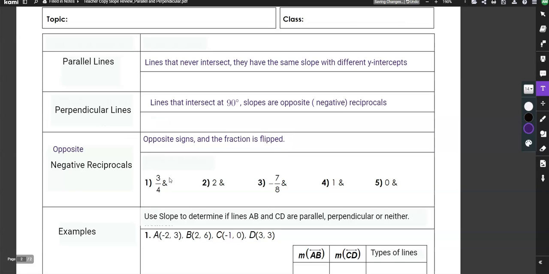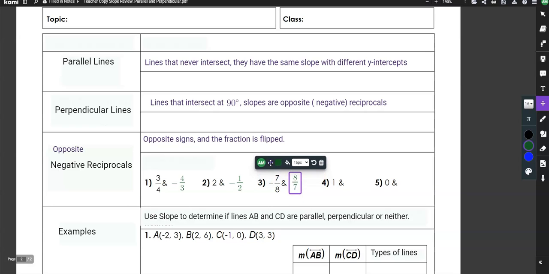So if we look here at number 1, we have 3/4. If I give it the opposite sign, it becomes negative, and I'm going to flip it, and so it becomes -4/3. Number 2 is 2. We need to remember that every whole number has a denominator of 1, or every integer has a denominator of 1. So we're going to change the sign and flip the fraction, so that becomes -1/2. Anytime you have an integer, 1 over the integer is the reciprocal.